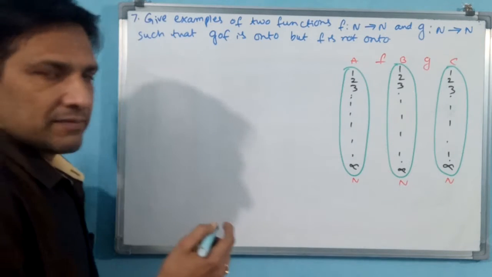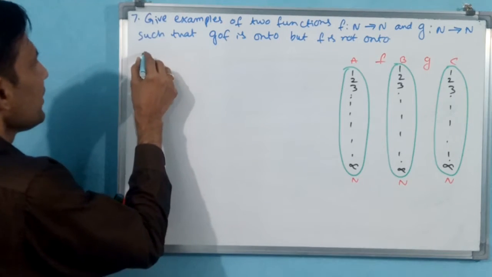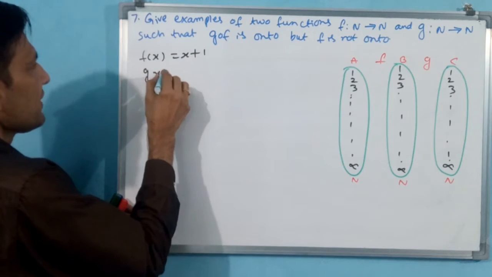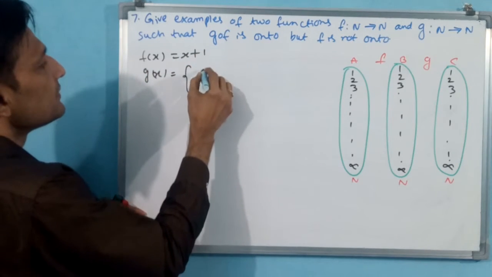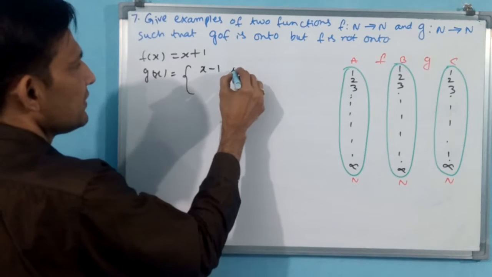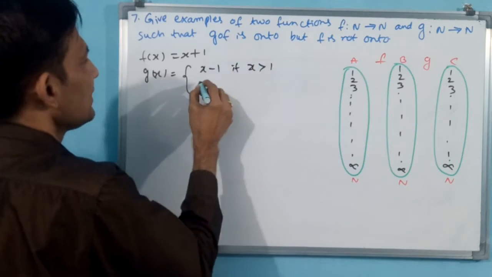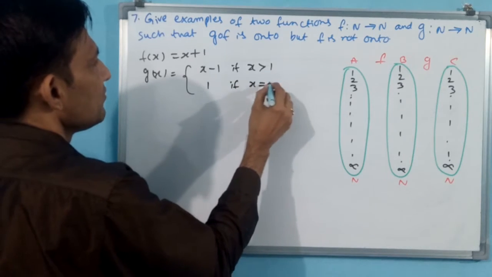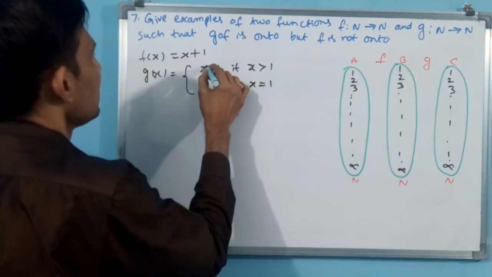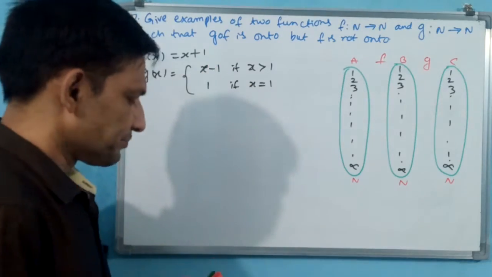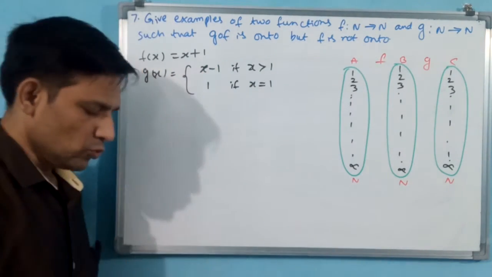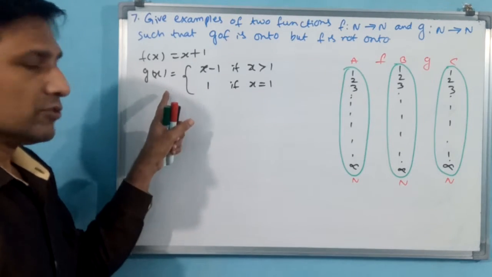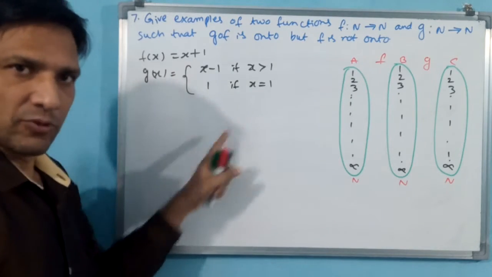Okay, what he has given: f of x is equal to x plus 1. G of x is equal to x minus 1 if x is greater than 1, and 1 if x is equal to 1. Like that he has given. These are the two functions. They have given a hint; that means we will not get a hint in the examination.